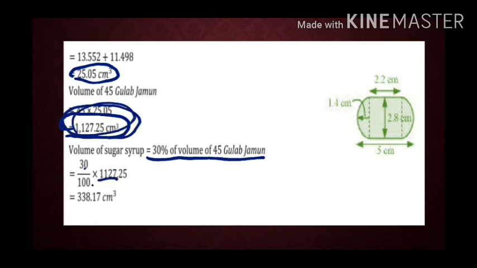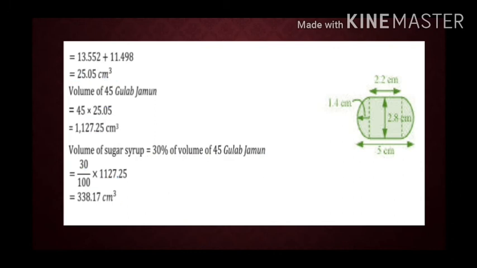Just put it here. If you do the calculation, it will be 338.177 centimeter cube. That means the volume of sugar syrup will be 338.17 centimeter cube, because each gulab jamun contains 30% of its volume. That is why 45 gulab jamuns will contain 30% of the volume of 45 gulab jamuns. Okay, this way you have to solve it.